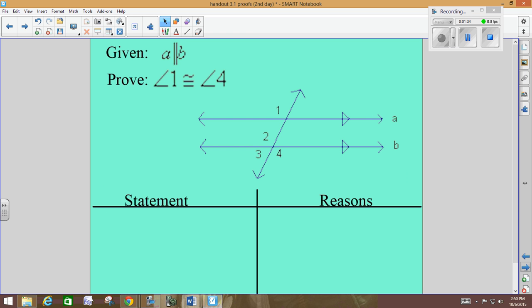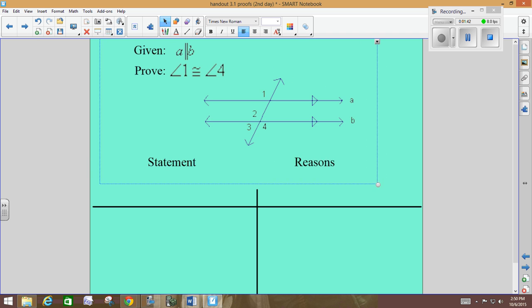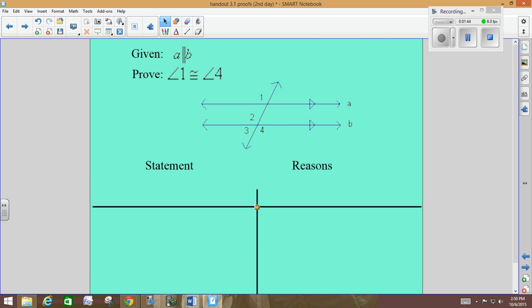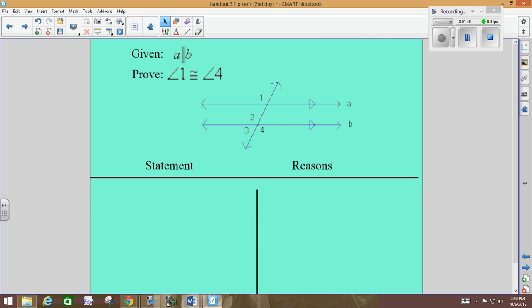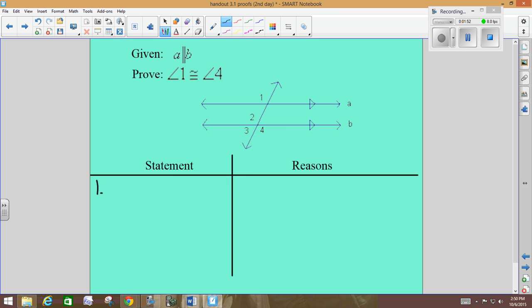Given A is parallel to B, we're supposed to prove that angle 1 is congruent to angle 4. What's your first step in a proof? Okay, you already have it written down. After you write the given, get into the habit of marking the picture. I know, I'm sorry, the triangles are already there, but at least you can color them in.